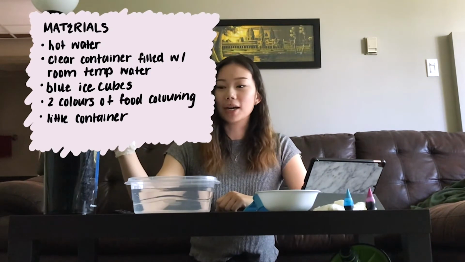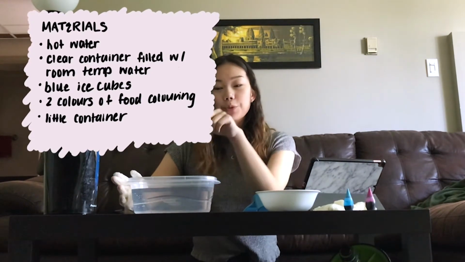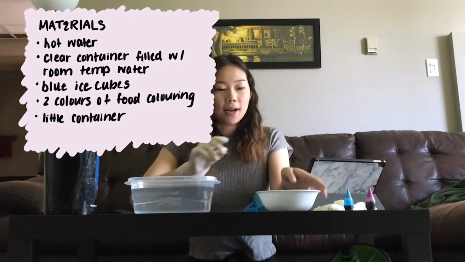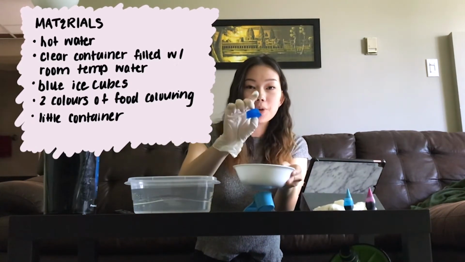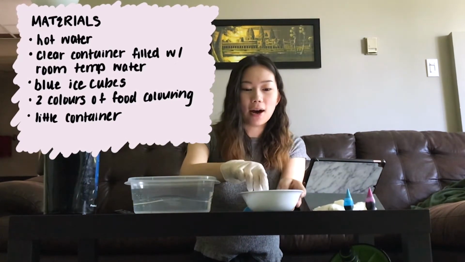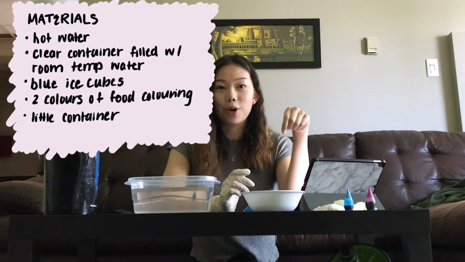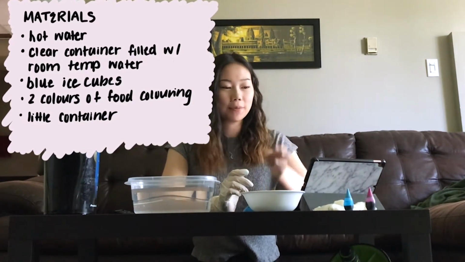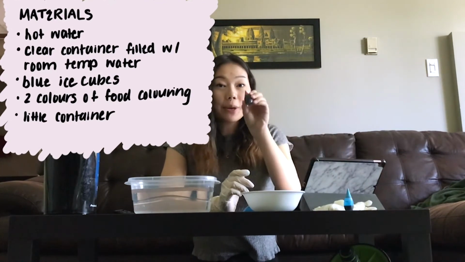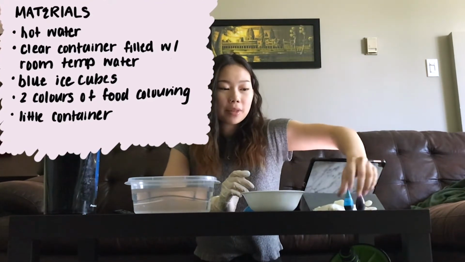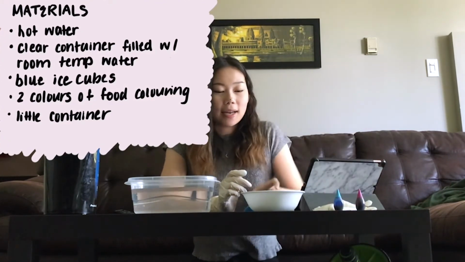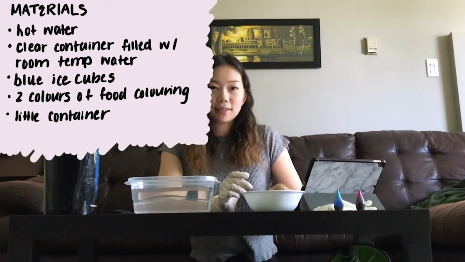For our first experiment, you're going to need some hot water, a clear container, and some room temperature water. You're going to have to make some blue ice cubes the night before. All I did was put some blue dye in some water and freeze the ice cubes overnight. You're also going to need some red or pink food coloring, some blue food coloring, and a little container of some sort. In this experiment, we're going to demonstrate how water can have different densities based on the temperature.